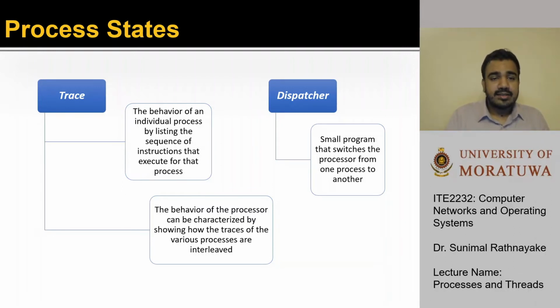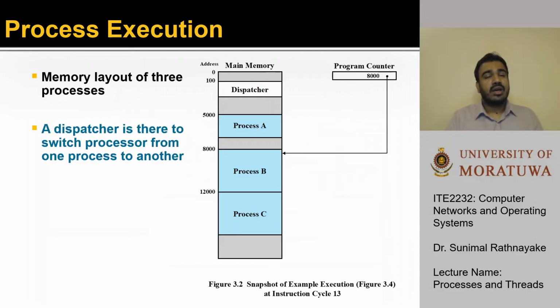The trace is the behavior of an individual process, listing the sequence of instructions that execute for that particular process. The behavior of the processor can be characterized by showing how the traces of the various processes are interleaved. So you will see some examples.